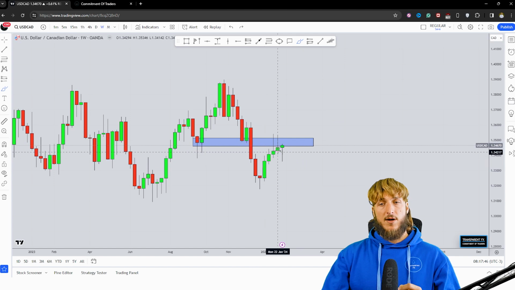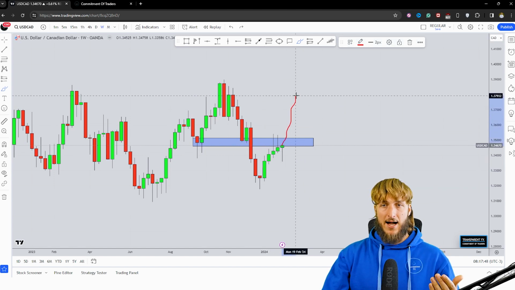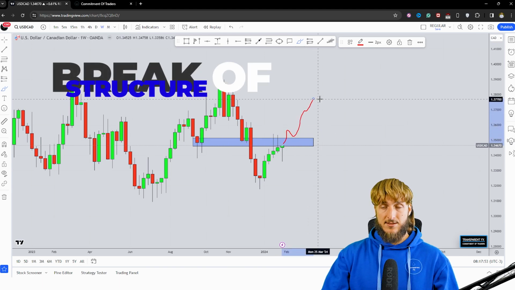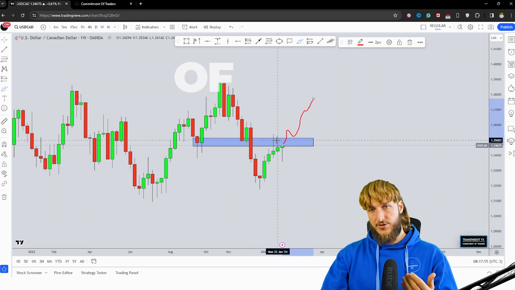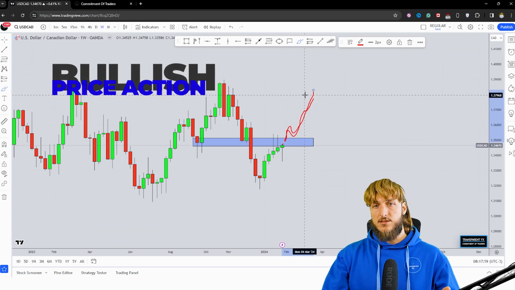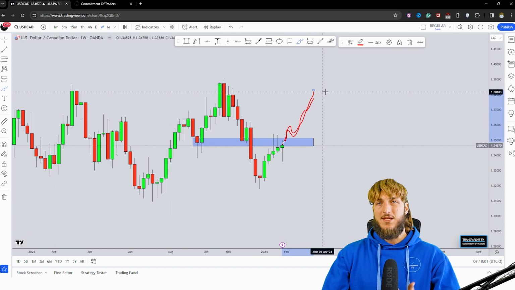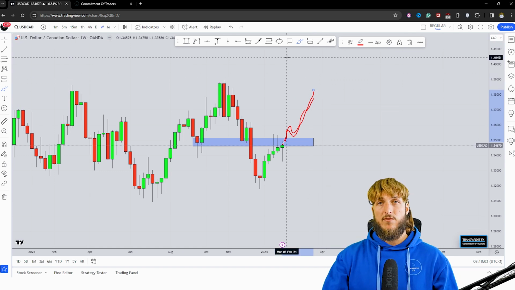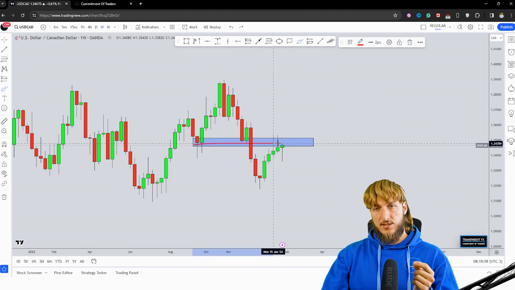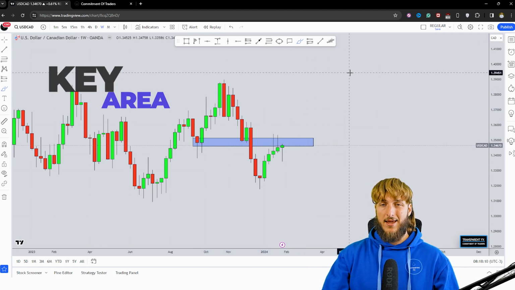However, if the market wants to go and test the high of the range, it would need to break above this resistance. So only after a break above this resistance can this market continue higher to the next resistance zone, which essentially at that point would be the high of the range that we have previously identified on the monthly time frame. So here on the weekly, this is a quite important key area.